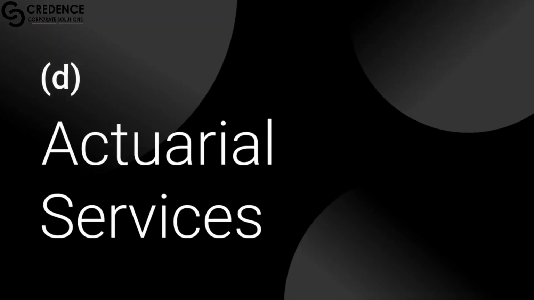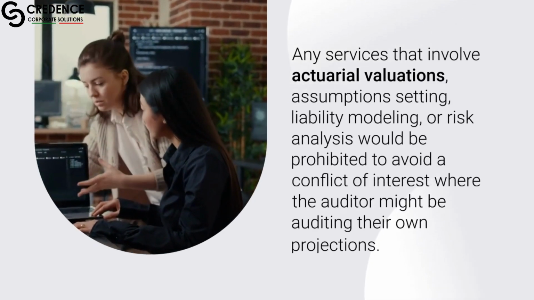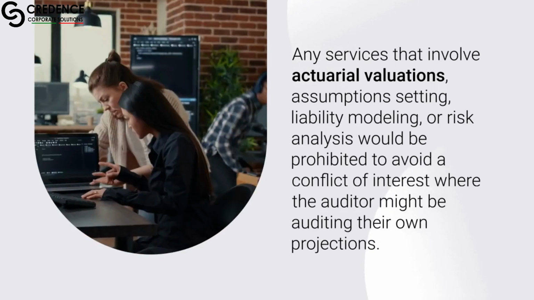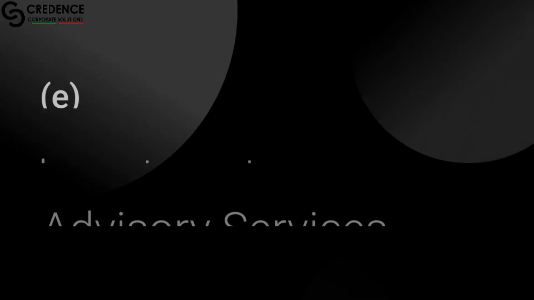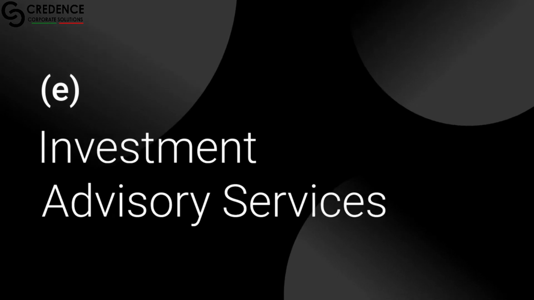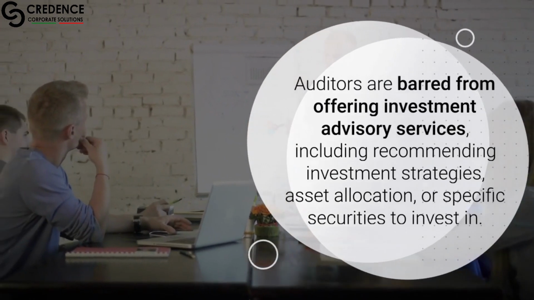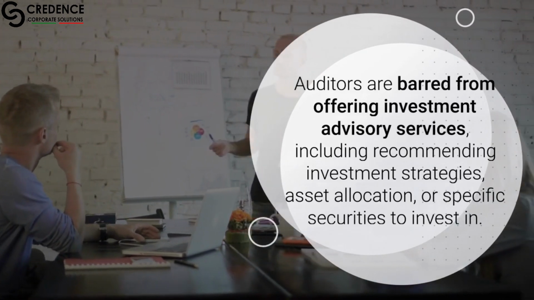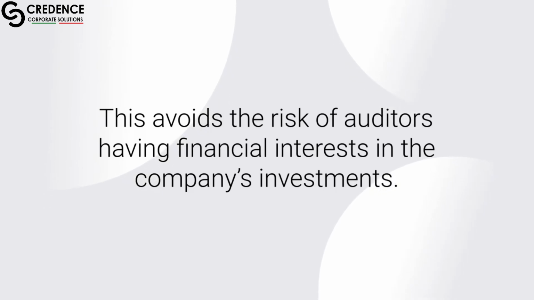D. Actuarial services. Any services that involve actuarial valuations, assumptions setting, liability modeling, or risk analysis would be prohibited to avoid a conflict of interest where the auditor might be auditing their own projections. E. Investment advisory services. Auditors are barred from offering investment advisory services, including recommending investment strategies, asset allocation, or specific securities to invest in. This avoids the risk of auditors having financial interests in the company's investments.